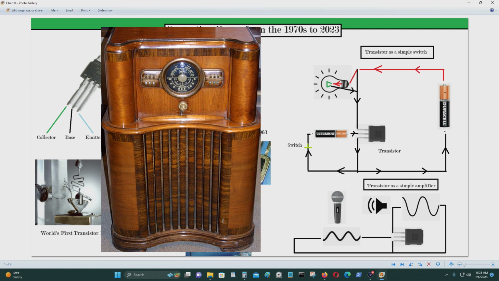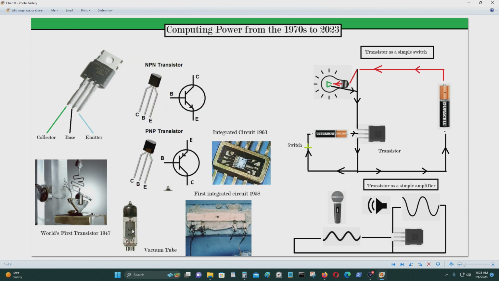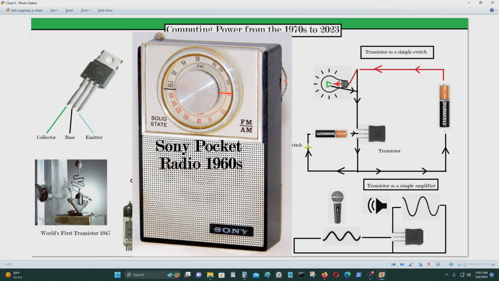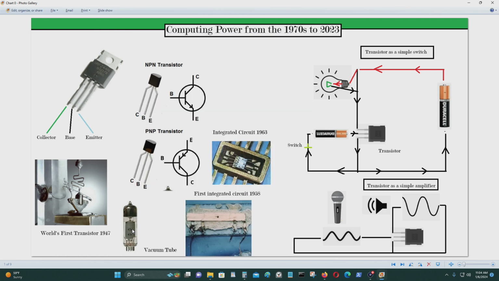And the transistors basically allowed companies like Sony Electronics, which pioneered transistor radios, to produce relatively inexpensive and compact radios which you can put in your pocket.